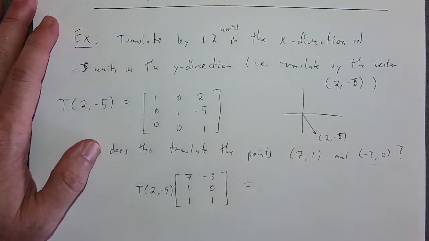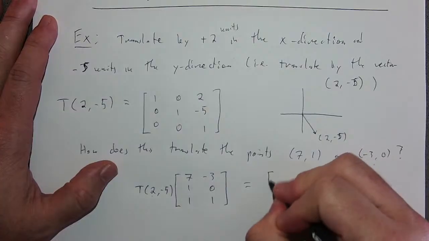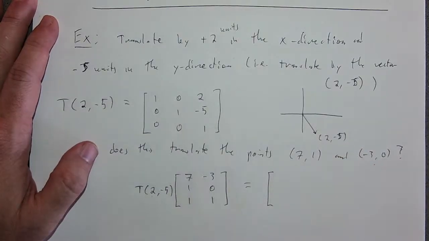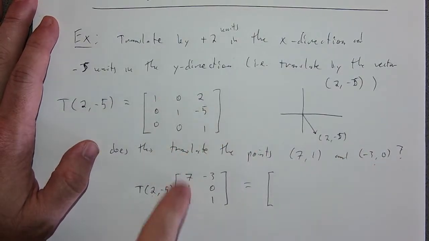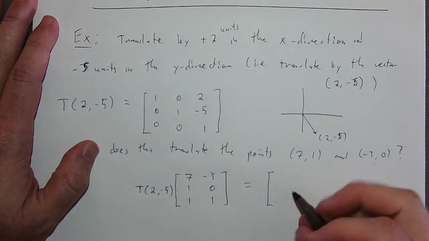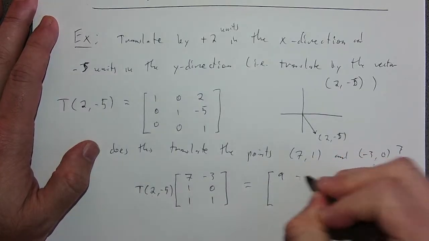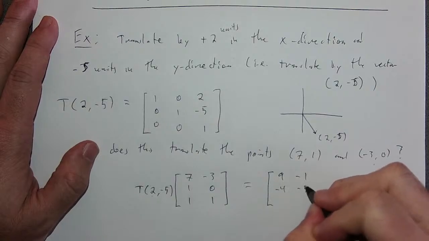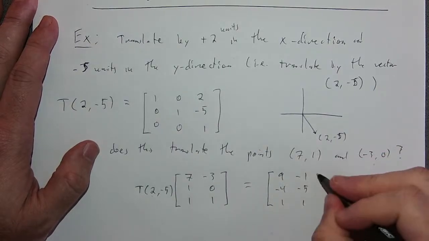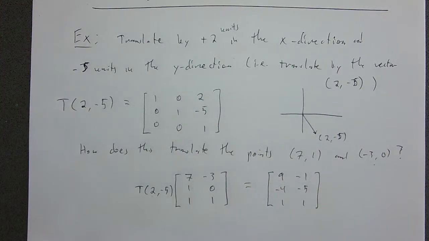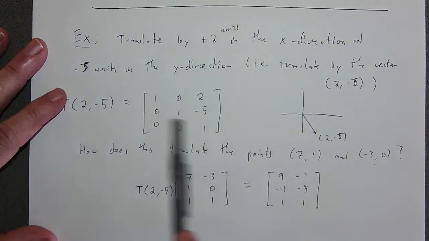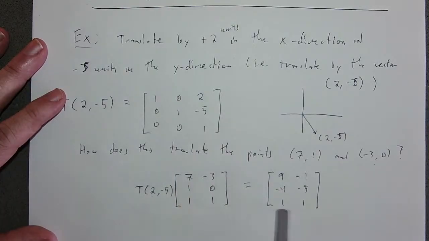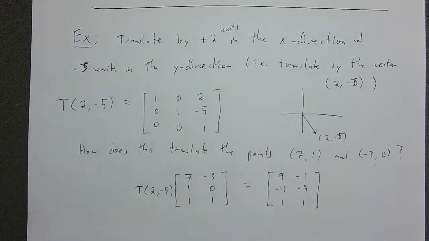When I do that, what do I get? I get the vector. You could just check this yourself, right? 1, 0, 2 times 7, 1, 1. This is going to be 9, minus 1. I'm going to read row-wise. Minus 4, minus 5, and 1, 1. Notice that the structure of this matrix ensures that these 1s remain fixed, which is important for us because they are basically just placeholder slots, right?